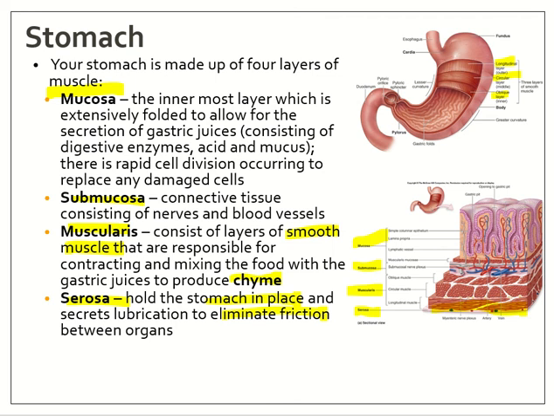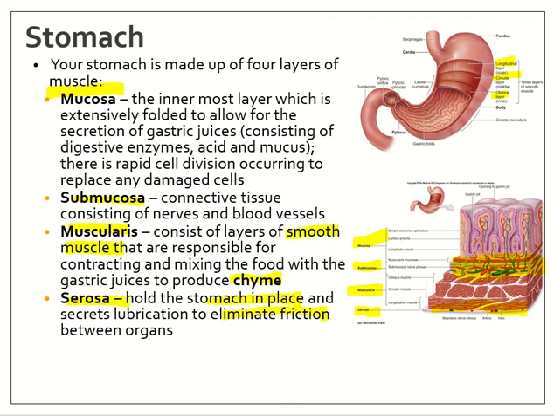Then you have your next inner layer, which is the submucosa, and it's going to be containing all of your blood vessels and your nerve endings. And so that allows for nutrients to be passed to the cells when they need it. It also brings your enzymes in, your gastric juices, and stuff like that it needs to be able to do.